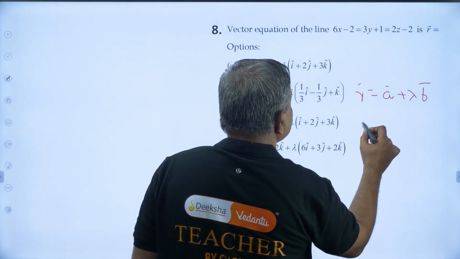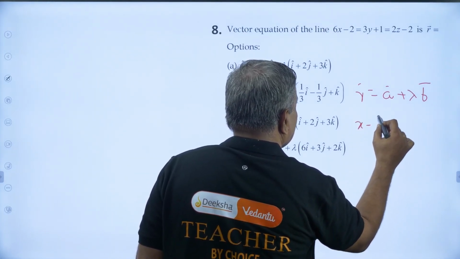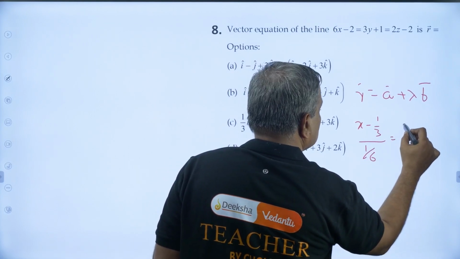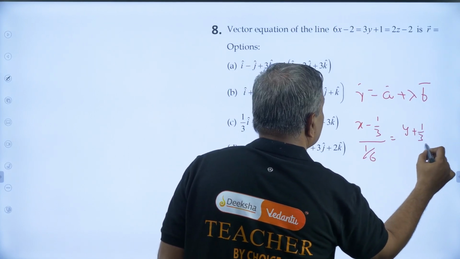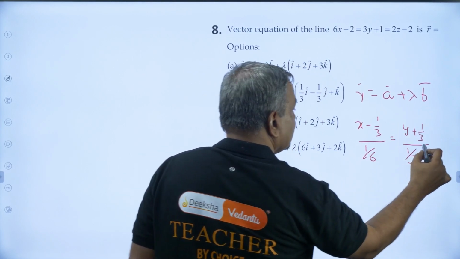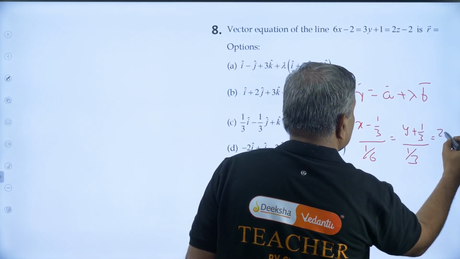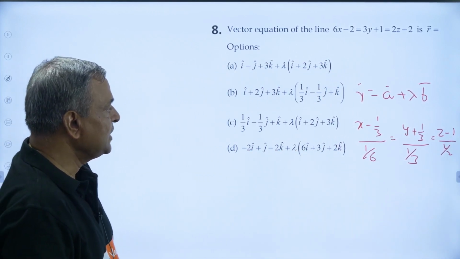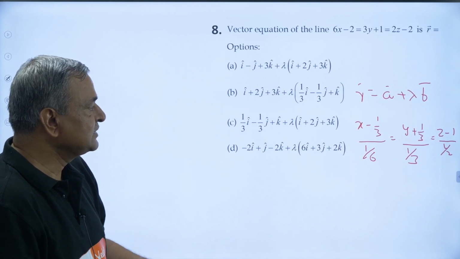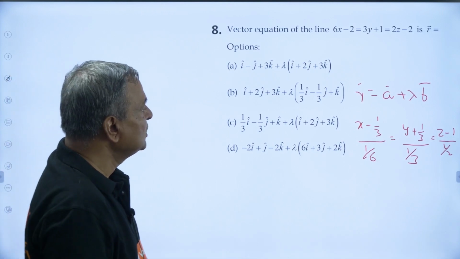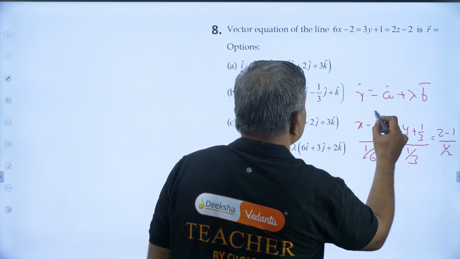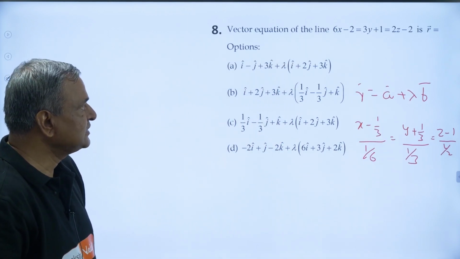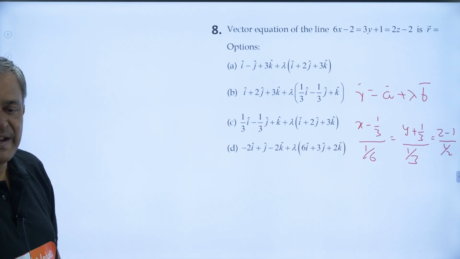So this can be written as, you take 6 out. (x minus 1 by 3) by 1 by 6 is equal to (y plus 1 by 3) by 1 by 3, same thing you'll get, is equal to (z minus 1) by 1 by 2. Okay, so these are the DRs: 1 by 6, 1 by 3. 2 by 6 is 1 by 3. If you take 6 common, so 1 by 6, 1 by 6, 1 by 3 and 1 by 2.